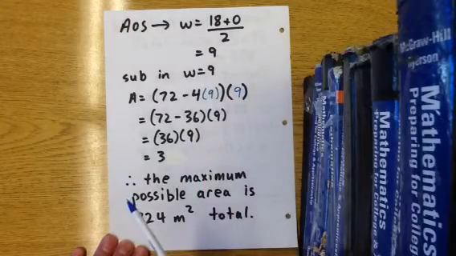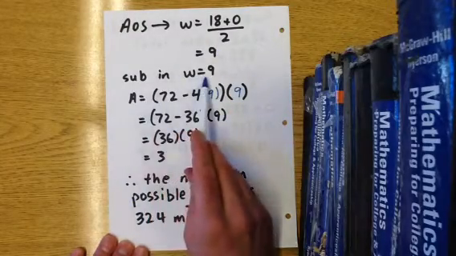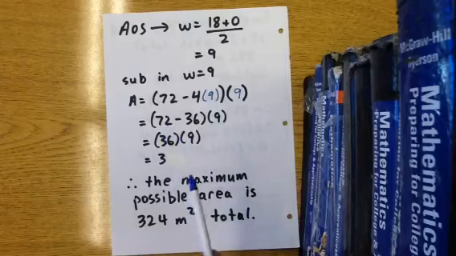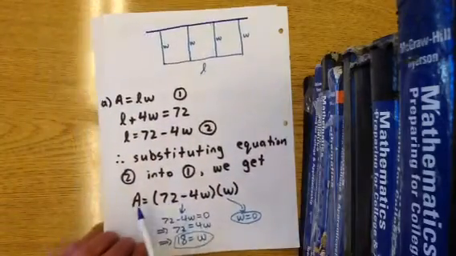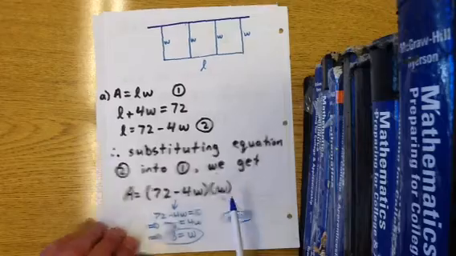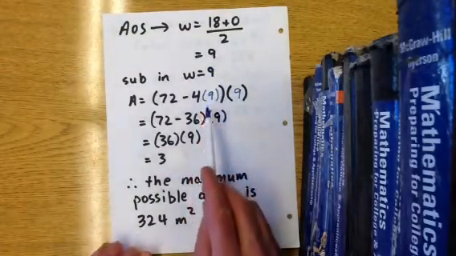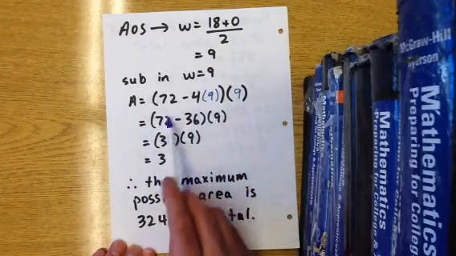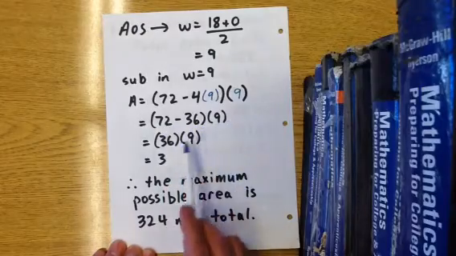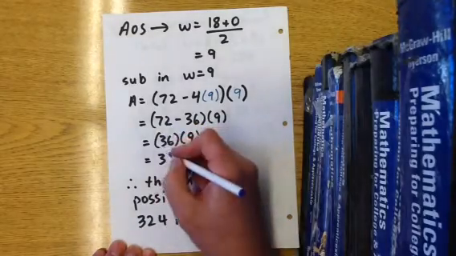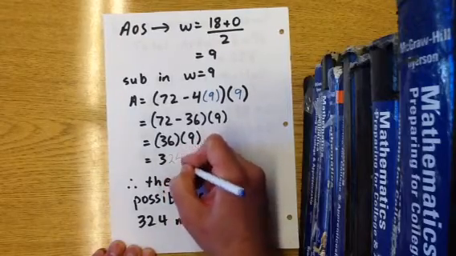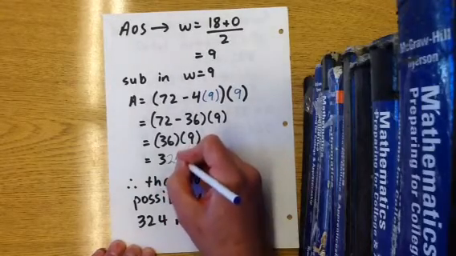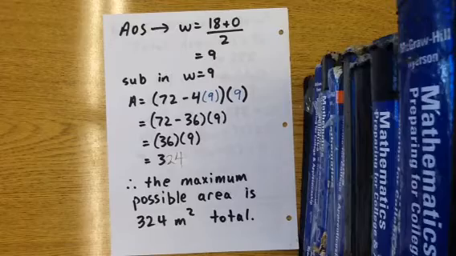And that equals 9. So what we're going to do now is substitute in a value for W of 9 and determine what our area would be. Now remember, from the previous page, area was equal to 72 minus 4W times W. Since our axis of symmetry is at W equals 9, that value of W will give us our maximum area. We plug it straight in. We get 72 minus 36 times 9, which is 36 times 9, which is 324. Forgot to put that in. Sorry about that. So 324 is our maximum possible area.